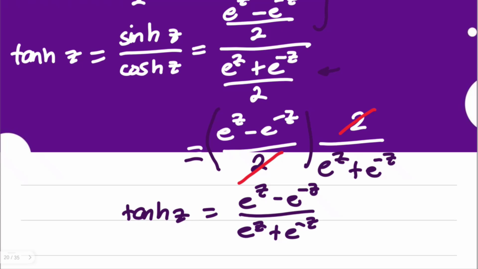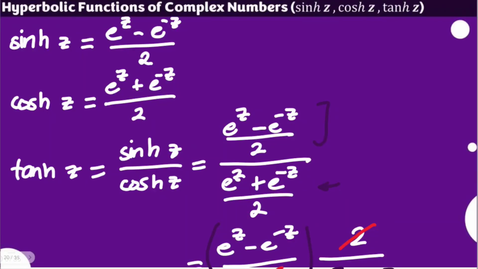We have here the equivalent form for the hyperbolic function for tangent z. We already have here the cosine, and for the sine z as well. We will have the next 3 on the next video.